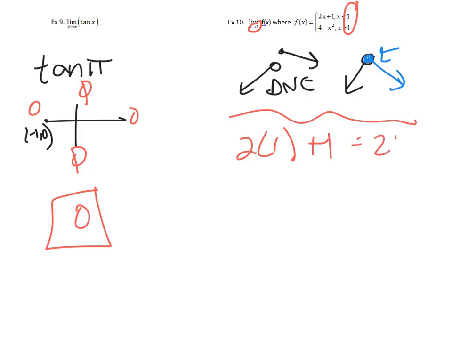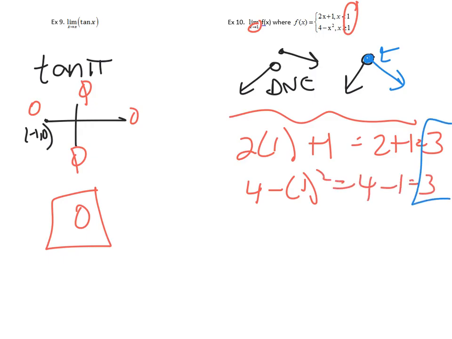That gives me 2 plus 1, which is 3. If I plug in 4 minus 1 squared, 4 minus 1 is 3. And so since these two are the same, basically from the left and the right, my limit as x approaches 1 is 3.